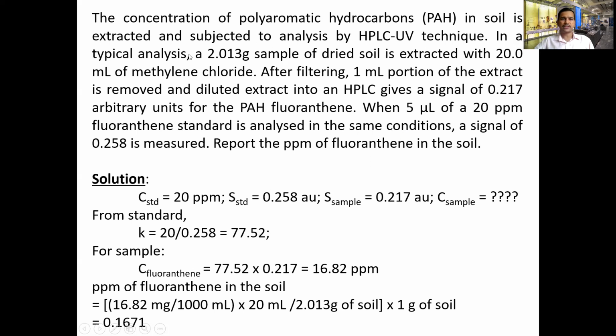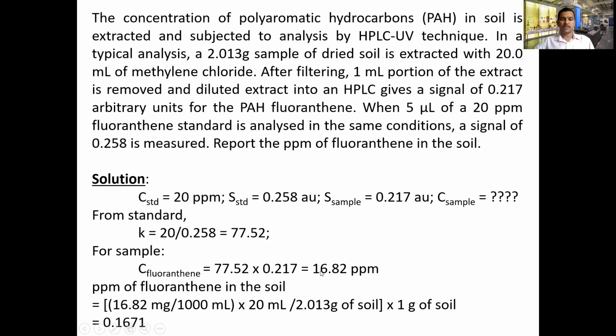First, soil has been taken and extracted into methylene chloride. After filtering the soil extract, 1 ml portion was diluted. The diluted volume has not been given. So directly you can determine what is the amount of fluoranthene available in this 1 ml. So the signal given by the instrument is 0.217 arbitrary units, and the K value is 77.52. Calculate the value of C, concentration of fluoranthene, is equal to K into S, that is 77.52 into 0.217. That gives you 16.82 ppm.